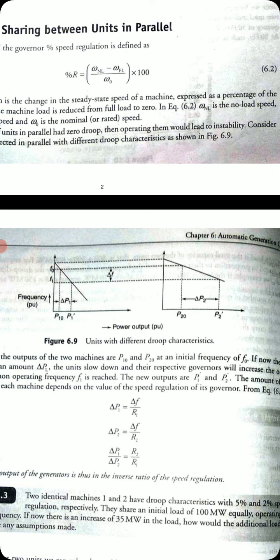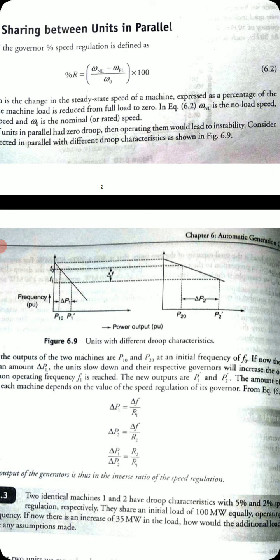If load increases, it means the speed of the load unit comes down, and the respective governors will increase the output until a common operating frequency F1 is reached. Once F1 is reached, the new outputs are P1 dash and P2 dash. You can see it clearly: in P10 when P1 dash is there, in P20 P2 dash is there. This is the new generation.